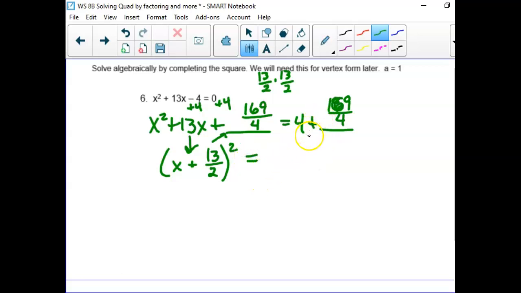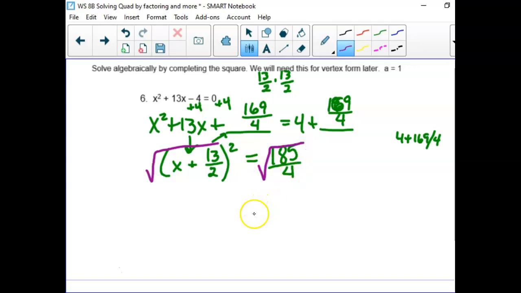Okay, somebody type on their calculator for us, please. 4 plus 169 divided by 4. And then do a math, enter, enter. Thank you. Next step. This is where you should be able to go from here. We square root both sides. The left side, we just lose the squared. The squared and square root undo each other. On the right side, we need to remember a plus or minus.